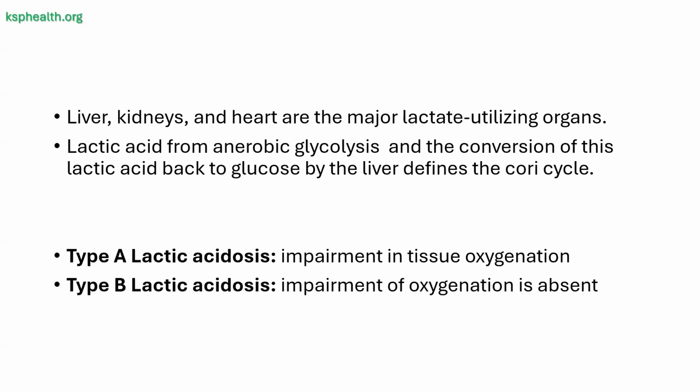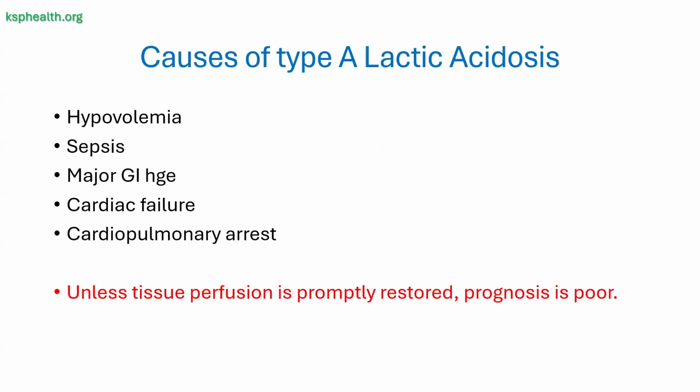In type B, there is no impairment of oxygenation. So when there is an impairment of tissue oxygenation, it results in type A. When there is no impairment of oxygenation, it causes type B. So what are the causes of type A lactic acidosis? You see it in hypovolemia, sepsis, major GI hemorrhage, cardiac failure, cardiopulmonary arrest. In this particular acidosis, unless tissue perfusion is promptly restored, the prognosis is poor.